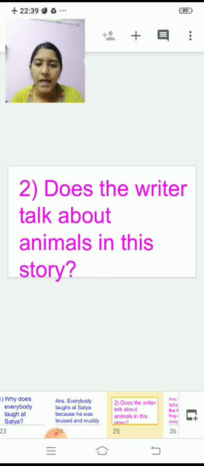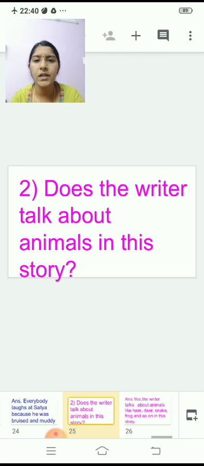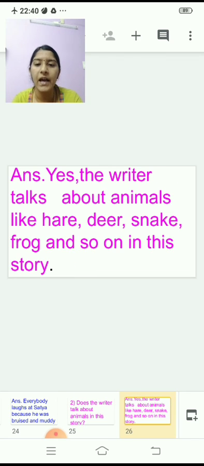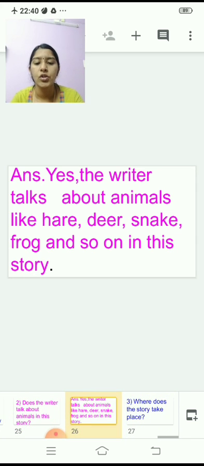Second question. Does the writer talk about animals in this story? Yes, the writer talks about animals like hare, deer, snake, frog, and so on in this story.